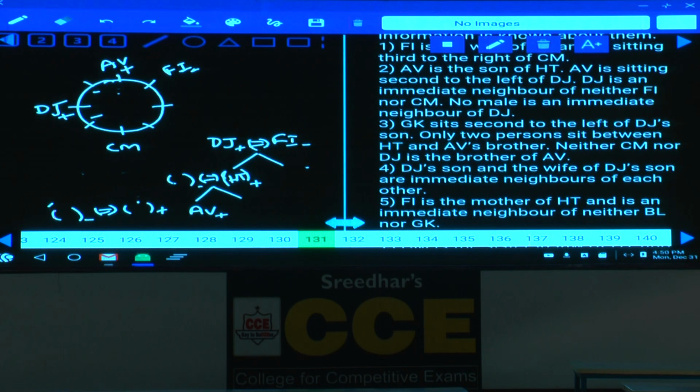Next one, GK sits second to the left of DJ's son. As GK sits second to the left of DJ's son, then who is this DJ's son here? DJ's son can be HD, and GK sits second to the left. Only 2 persons between HD and AV's brother. Between HD and AV's brother, there must be exactly 2 people.